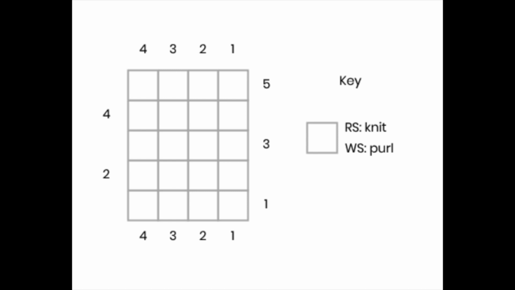As you can see, the chart looks blank, but that's because it's showing us how our fabric looks, and stockinette looks very flat and smooth. So it's showing us on our right side rows, those odd numbers 1, 3, and 5, we are knitting, and then on the wrong side rows we are purling to maintain that smooth fabric.